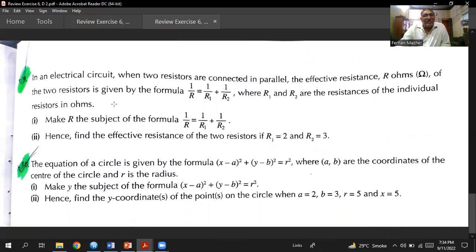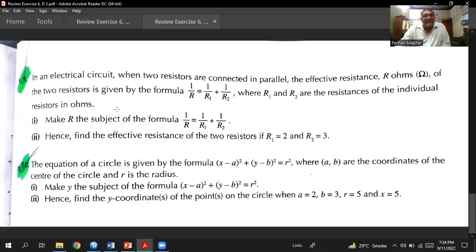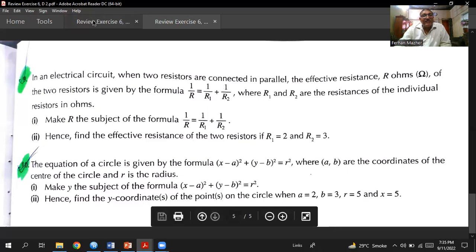Okay. So question number 10 is coming up on your screen. The question number 10 is: the equation of the circle is given by the formula x minus a whole square plus y minus b whole square is equal to r square, where a and b are the coordinates of the center of the circle and r is the radius. Make y the subject of your formula. So we have to make y the subject of the formula.